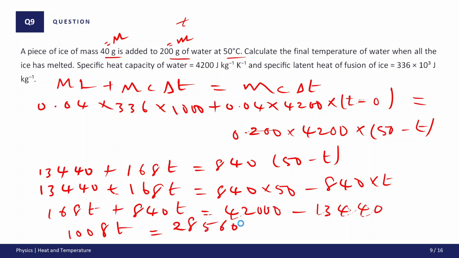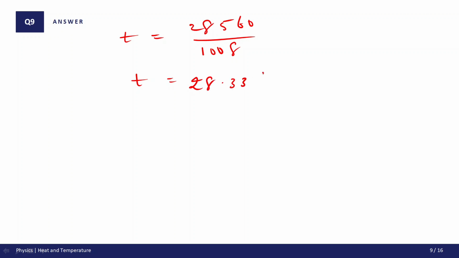Okay, for the next step we will write T equal to 28,560 divided by 1,008. Then T equal to, once again divide 28,560 divided by 1,008. Will get 28.33 degrees Celsius.